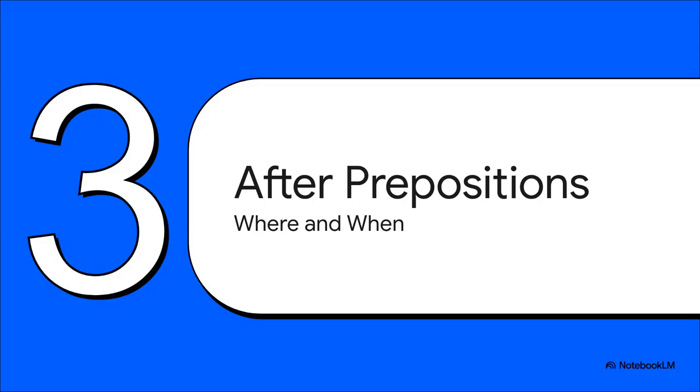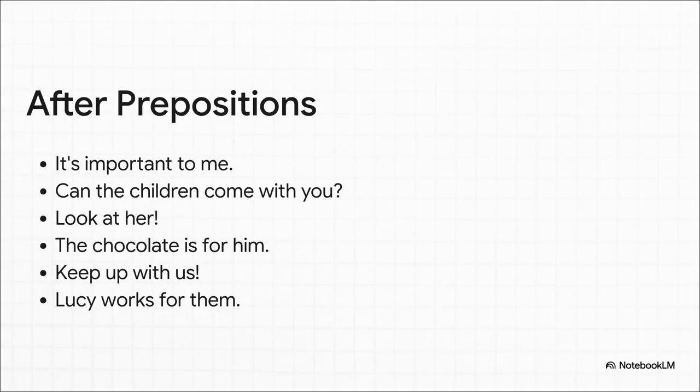All right, part 3, pronouns after prepositions. Here's another absolutely crucial rule to remember. Objects always come after prepositions. Words like to, with, at. Let's check these out. 1, it's important to me. To is the preposition, so me jumps in right after.